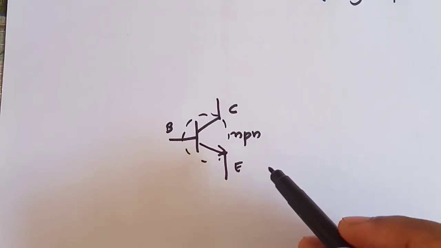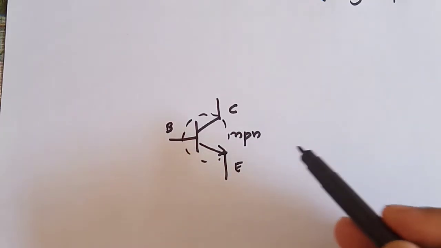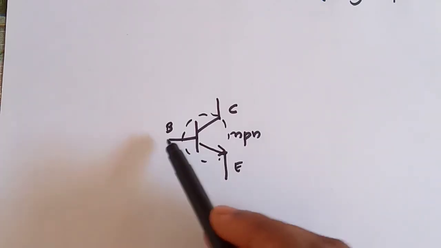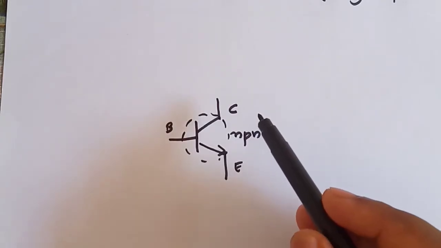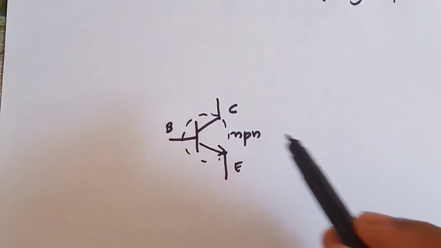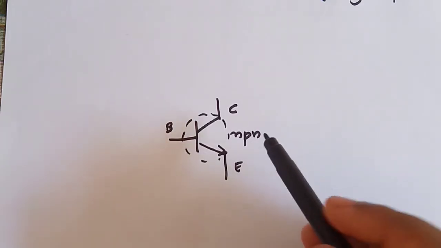Here we are using the common emitter configuration. So the emitter will be grounded, input will be fed to the base, and output will be taken across the collector. The second thing is that the circuit needs to be biased.